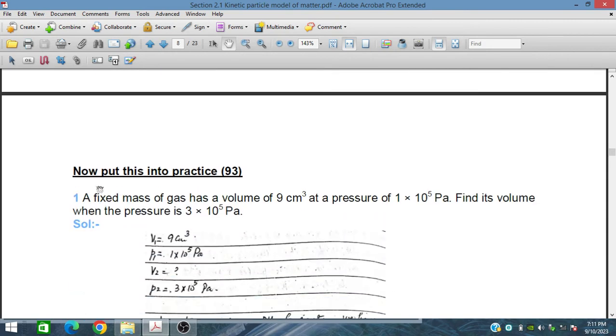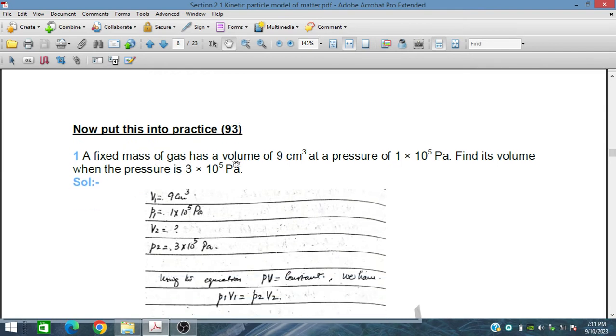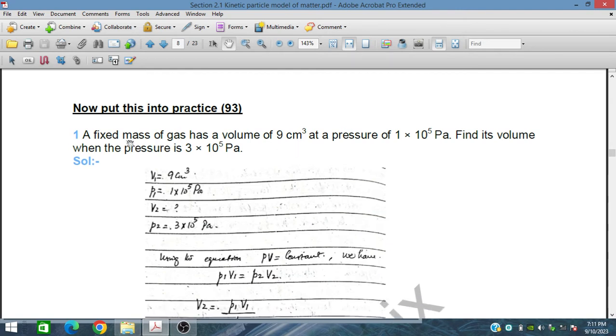So let's now put this into practice from page 93. A fixed mass of gas has a volume of 9 centimeter cube, at a pressure of 1 into 10 to the power 5 Pascal. Find its volume when the pressure is 3 into 10 to the power 5 Pascal. So the pressure increases 3 times, I'm multiplying this value with 3, so this volume will be reduced 3 times. So you can see that easily. The answer will be 3 centimeter cube, but we are solving it.